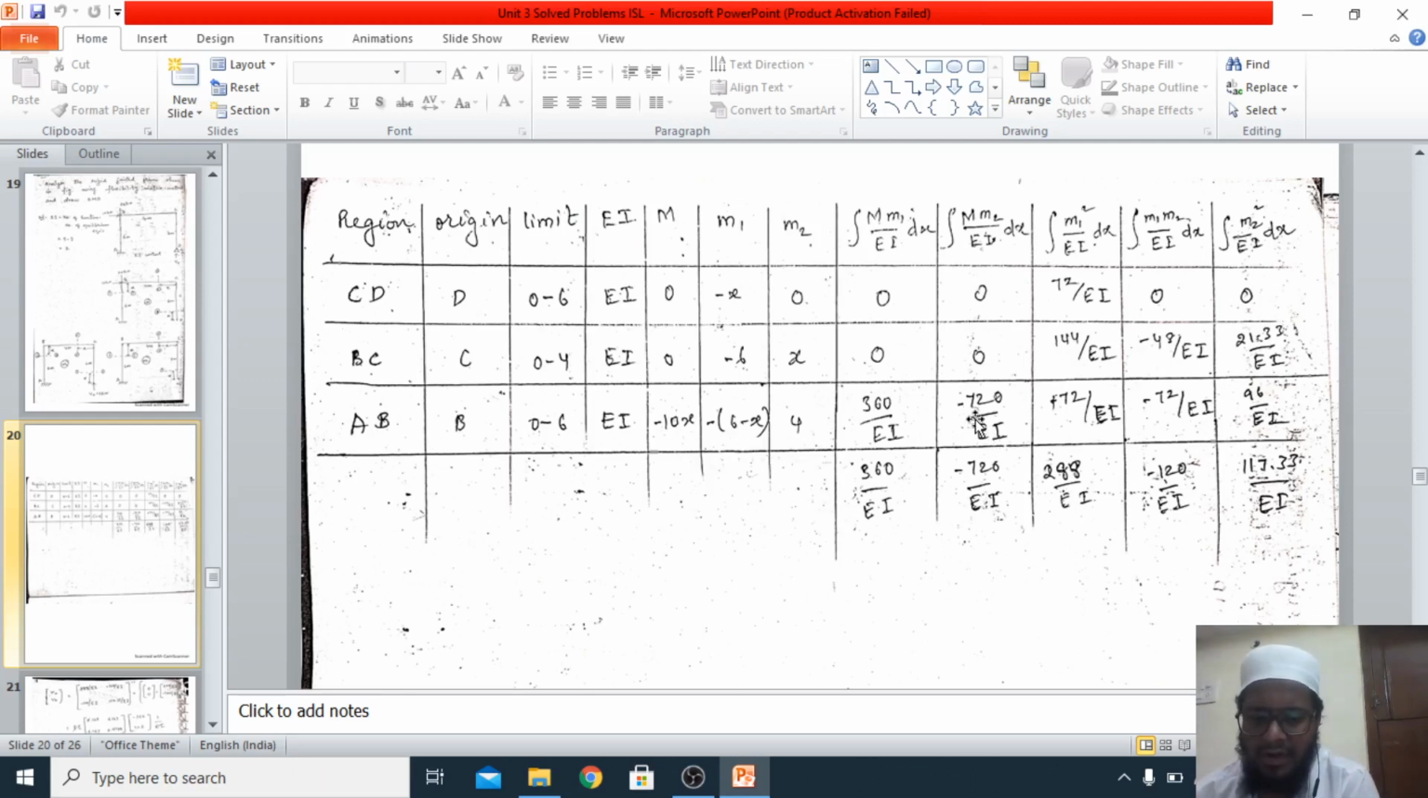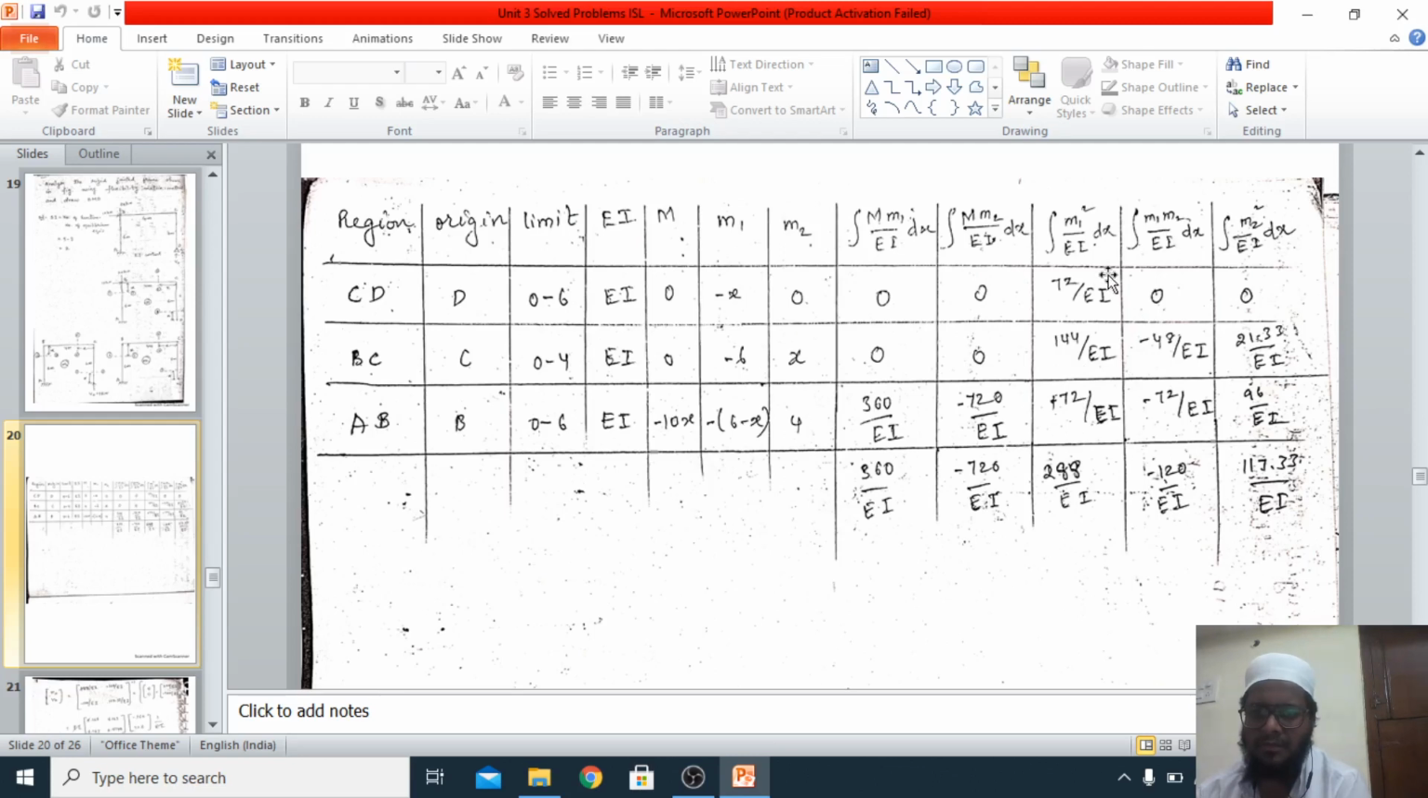By providing limits as 0 to 6, you will get minus 720 by EI. Similarly, for m1 square, you can see here the integral of x with limits 0 to 6, so 72 by EI. Similarly, m1 square for this one, that is for 6 minus 6, just integrate that, you will get 144 by EI. Similarly, 72 by EI.